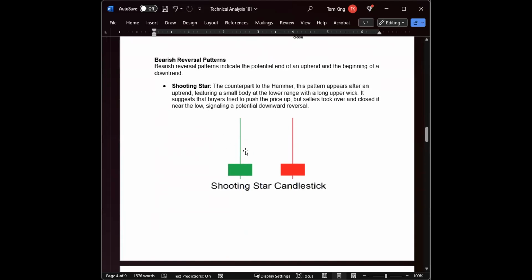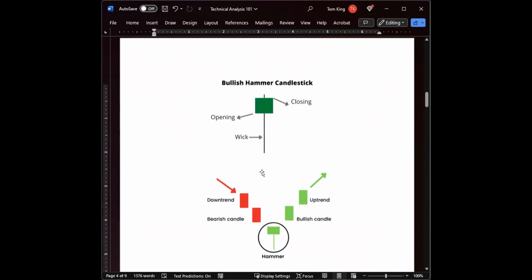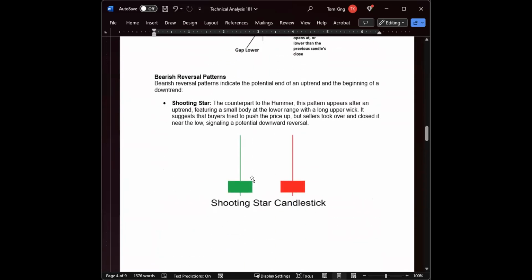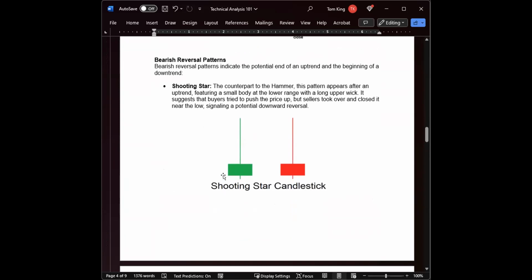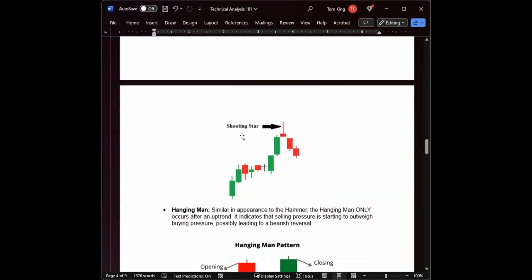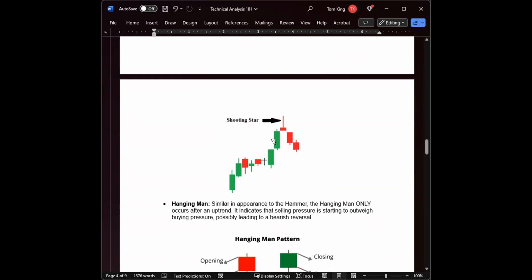Then for the bearish reversals, the shooting star is pretty much the opposite of the hammer. It happens at the top of a trend, which means we opened, the bulls pushed us higher, but the bears brought us back down. We may have finished either higher or lower on the day, depending on whether it's red or green, but you've got this long upper wick above it. When this happens at the top of an uptrend, you typically could see a reversal coming. That means bulls could not keep it going. Bears won the day, and then the next candle is what we have to watch.